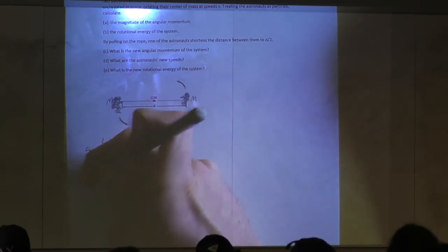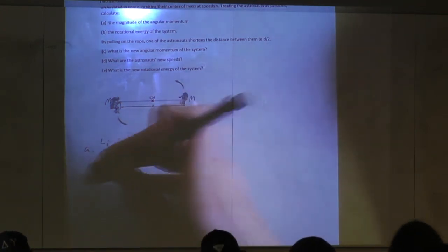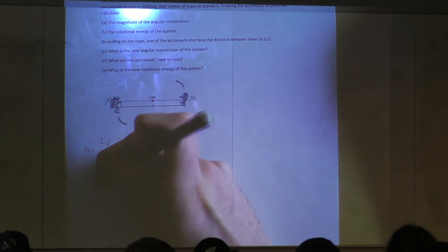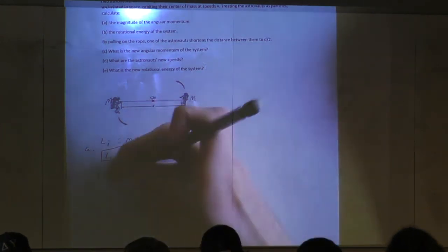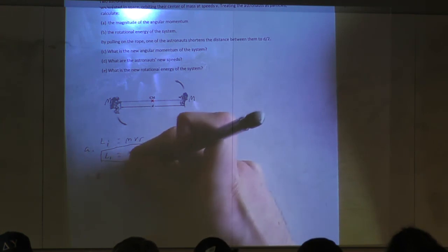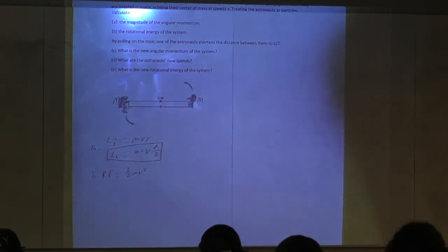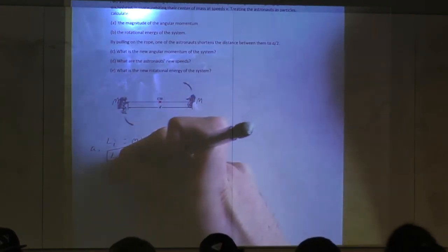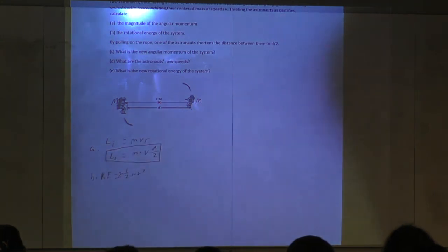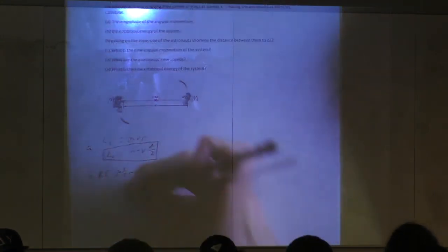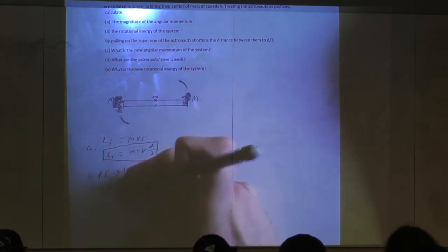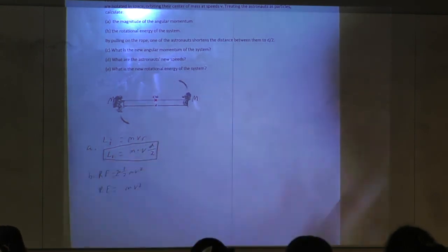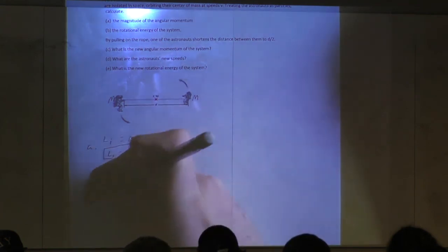Now the second part is rotational energy. We know rotational energy is just one half mv squared, but we have two of them, two astronauts, so we're going to say 2 times one half mv squared. Rotational energy then just equals mv squared. Those are both variables that are given to us, so we can leave it like that. We don't have to replace anything.